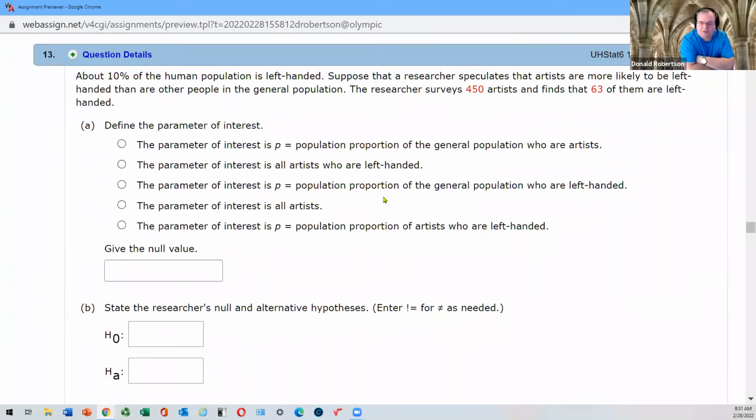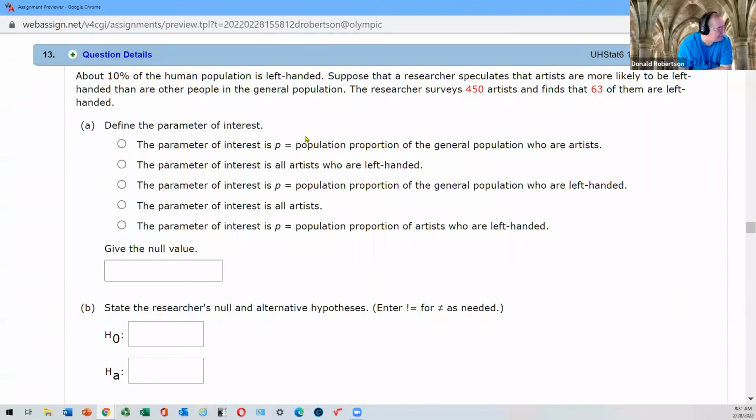Now we're back to left-handed people. About 10% of the human population is left-handed. In this class, it's about 5%. Suppose that a researcher speculates that artists are more likely to be left-handed. The researcher surveyed 450, I'm assuming famous artists, and finds that only 63 of them are left-handed. Okay. Define the parameter of interest.